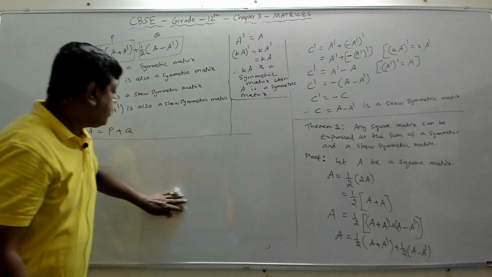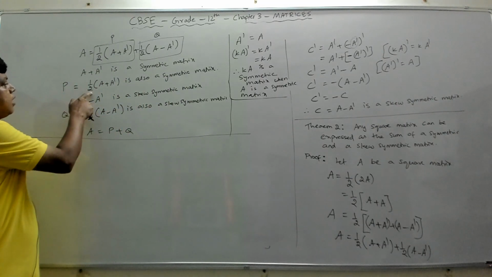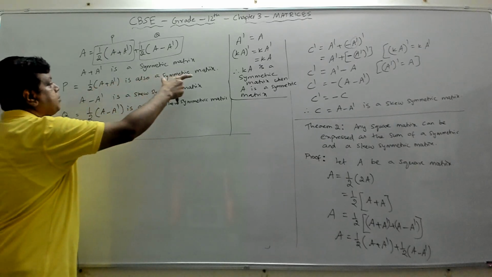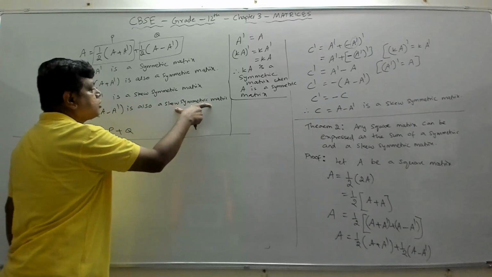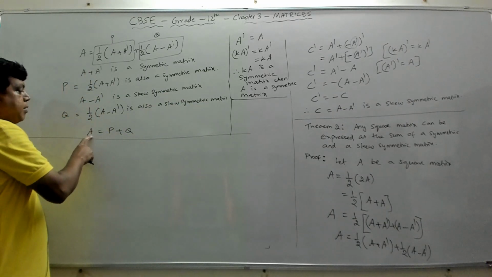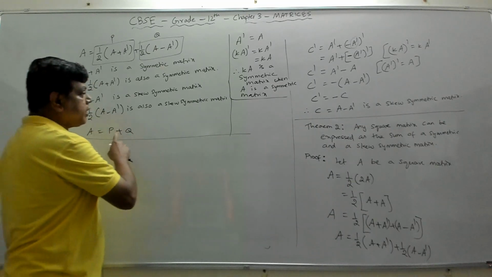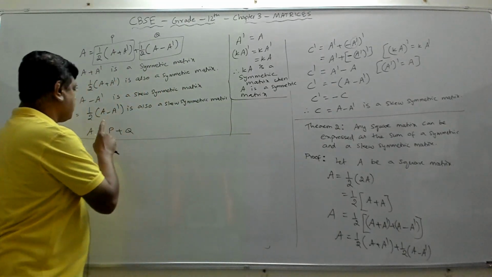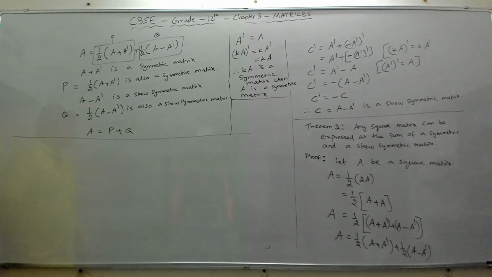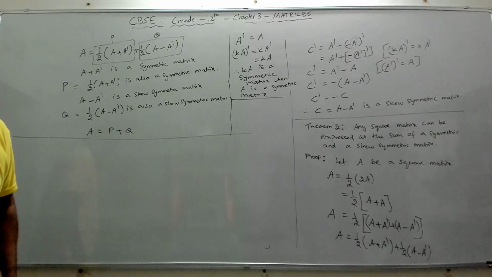So finally what we have done, we have expressed A as sum of two matrices P and Q, where P is half of A plus A transpose, which is a symmetric matrix, and Q is half of A minus A transpose, which is a skew symmetric matrix. So a square matrix A can be expressed as sum of a symmetric plus a skew symmetric matrix. So that is the proof. Fine. All of you can pause the video and take the notes.